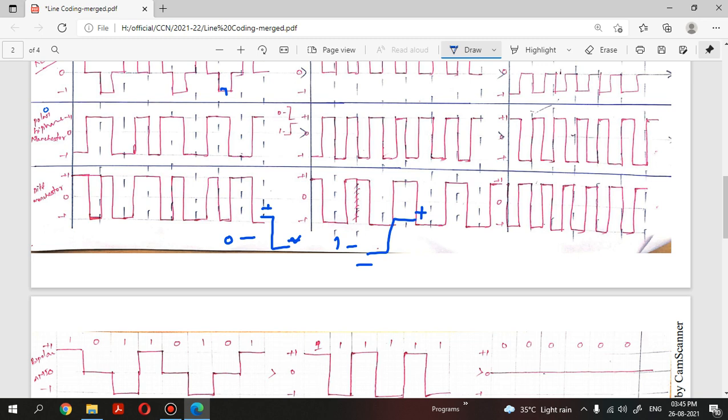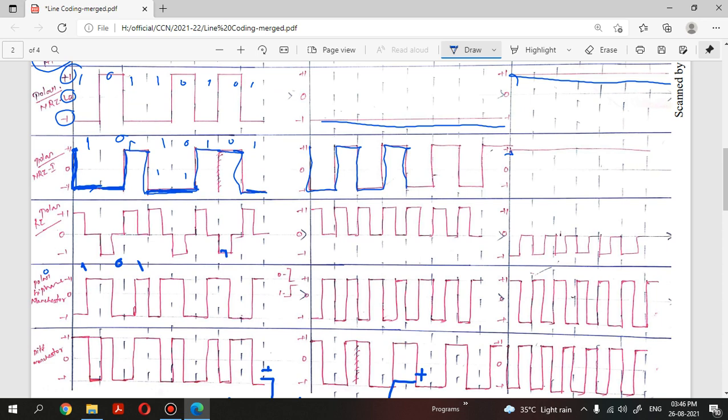Let's see how this works. This is 1 0 1, 1 0 1 0 1. In this mechanism, we already know that for 1 it has to start from negative to positive.